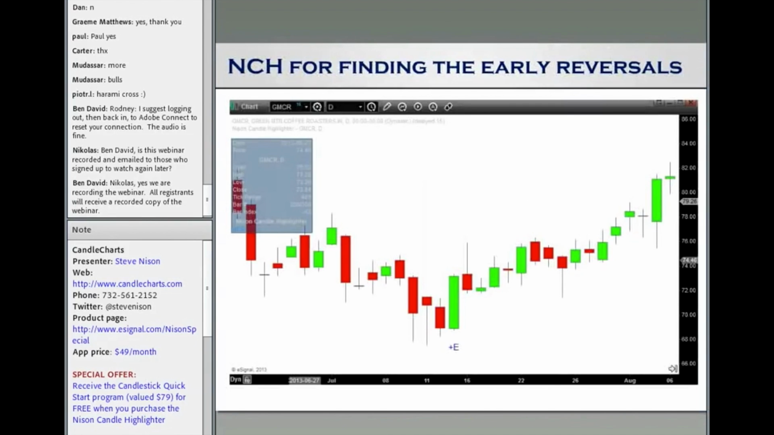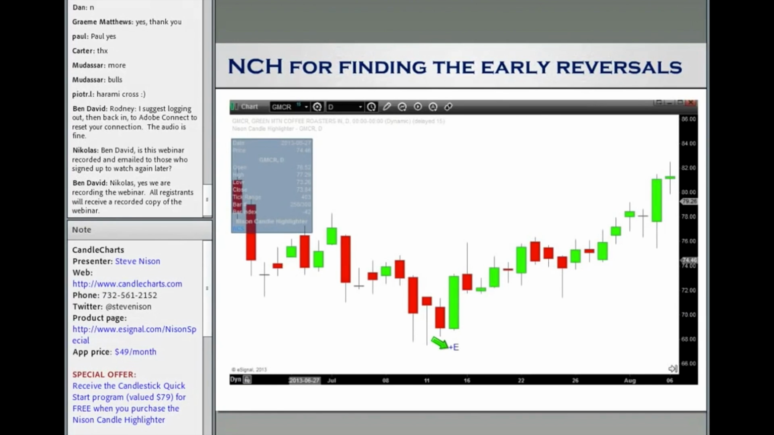So let's look at this. So here you can see we have a little plus E. The way NCH works is you could pull up any chart in any time frame, and you could have any and all of my favorite candlestick signals. So here we have the bullish engulfing pattern highlighted. So all bullish engulfing patterns are going to show up within the NCH, within the Nison Candle Highlighter.